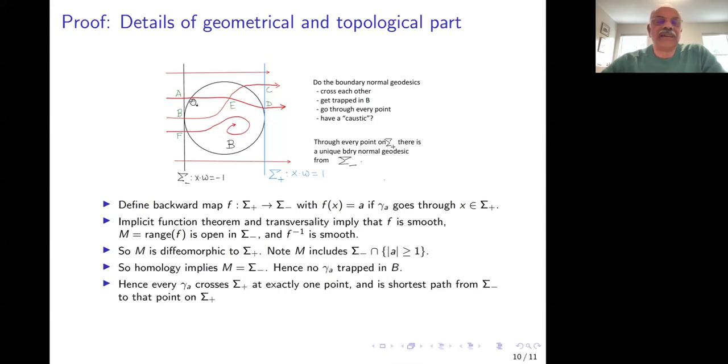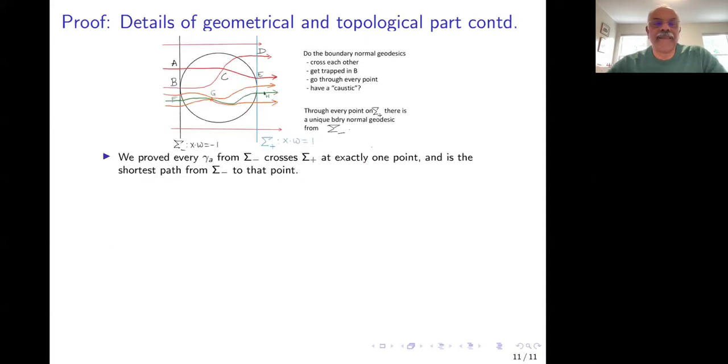So homology implies that actually M is actually sigma minus 1, which means there are no trapped trajectories. Hence, if you start from this, everything crosses sigma plus exactly once, and it is the shortest path from sigma minus to sigma plus from that point. So this shows how we can use information outside to say something about what's going on inside by a sort of topological argument.